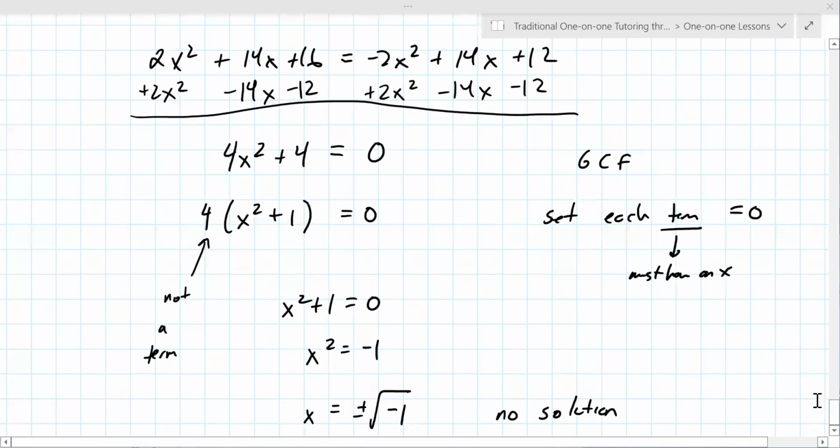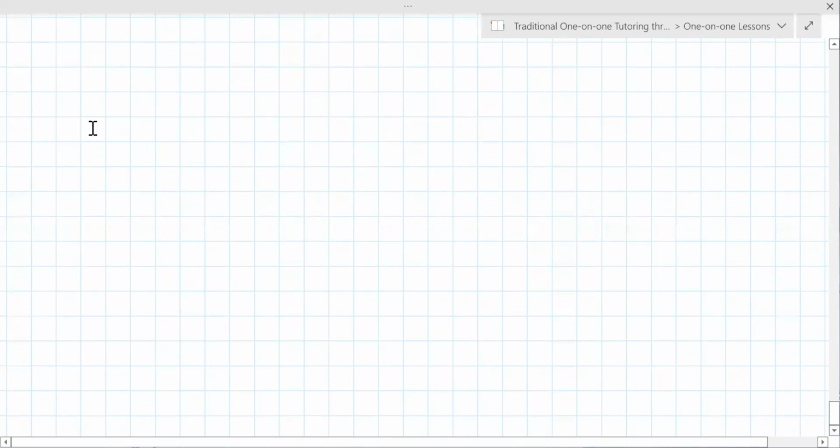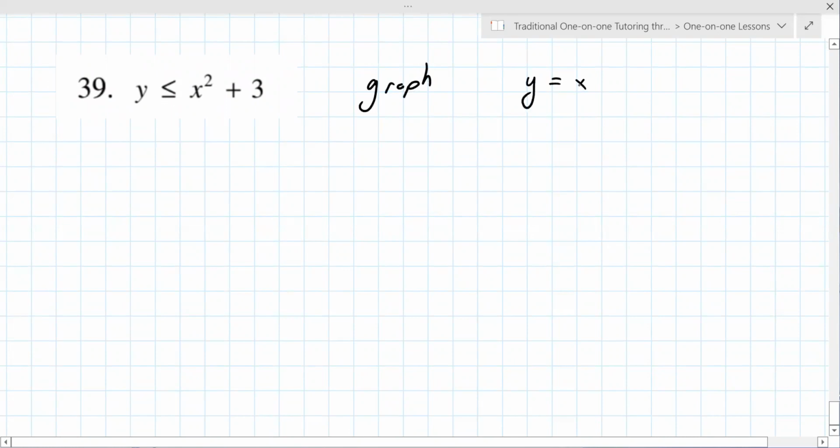Can we move on to 39? All right, it says to graph this. A couple of things: you really want to do it without the inequality. You want to be able to graph y equals x squared plus 3. It helps if you have a general idea of what to do. I remember maybe our first lesson was on some graphing stuff and we did some tables. But what is the transformation of this graph? What is the only transformation?